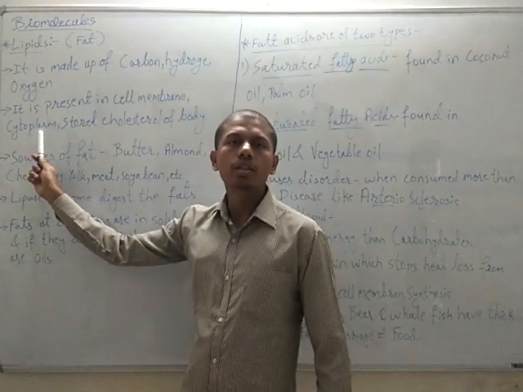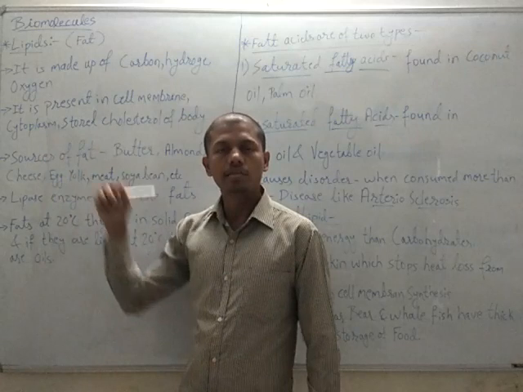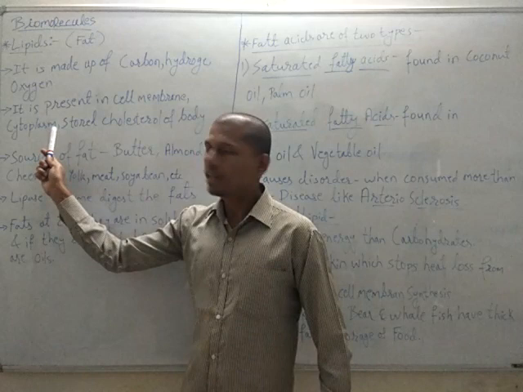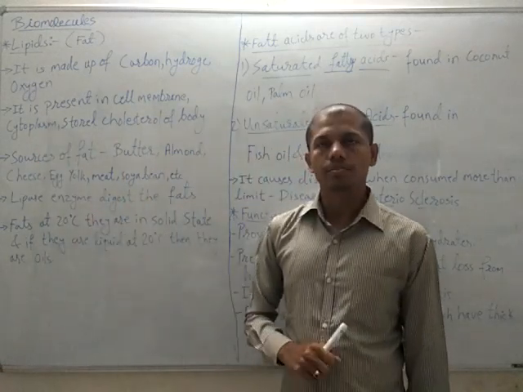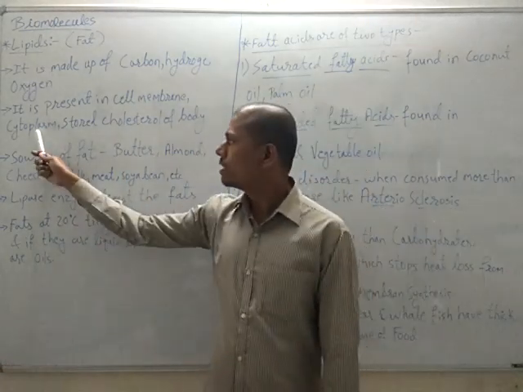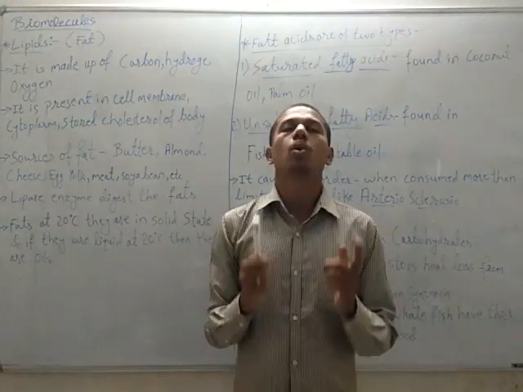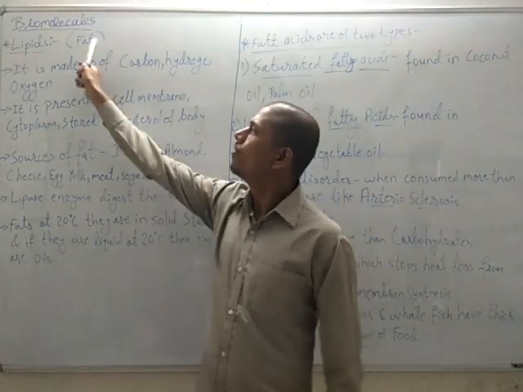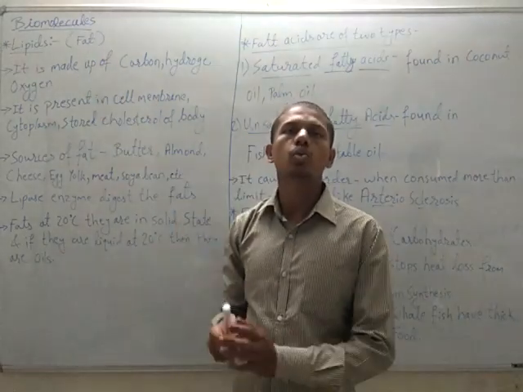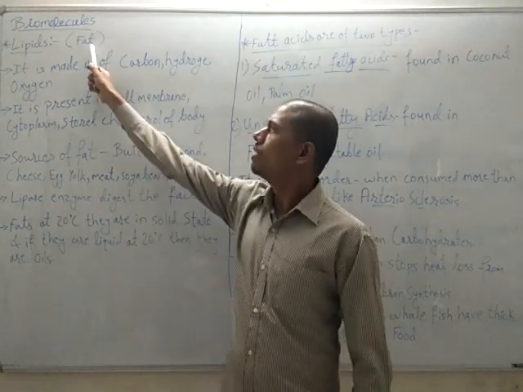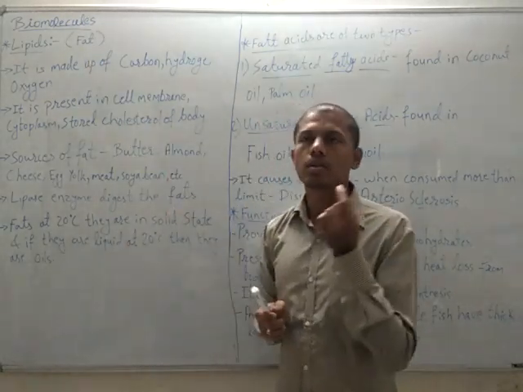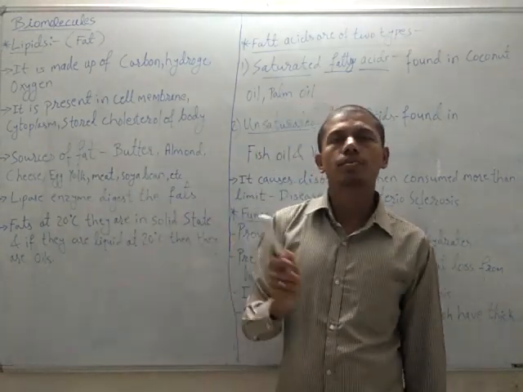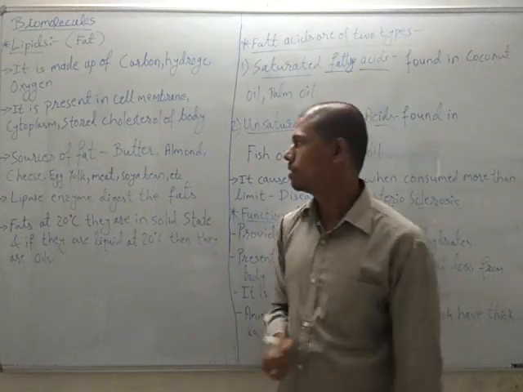Also, in unicellular organisms, the single cell organisms, the cytoplasm also has fat granules as a stored food material. Fat granules, small particles, are present in the cytoplasm, and they act as a storage food for single cell organisms.